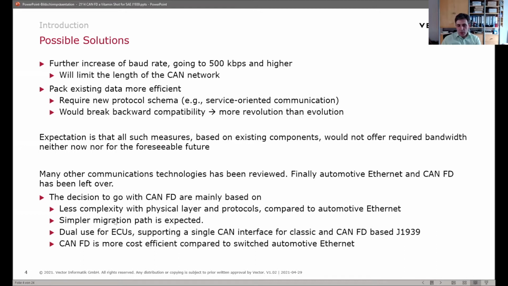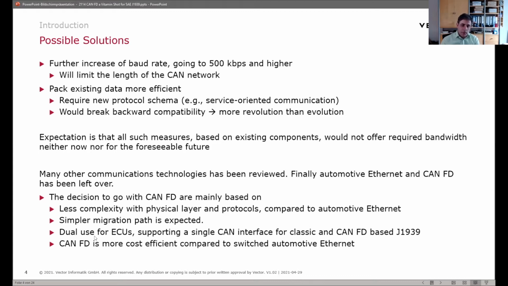Because of a simpler migration path, if we go from CAN to CAN FD, it looked, especially at the beginning, that we can really have a very simple and easy migration coming from the old to the new network. Lately, it turned out the world here is not so easy as initially expected, but we will see this later on the slide.